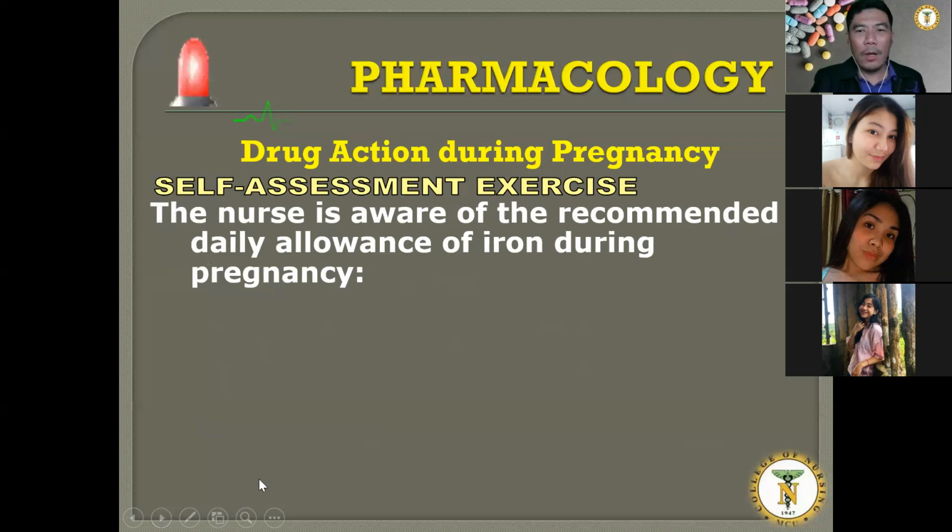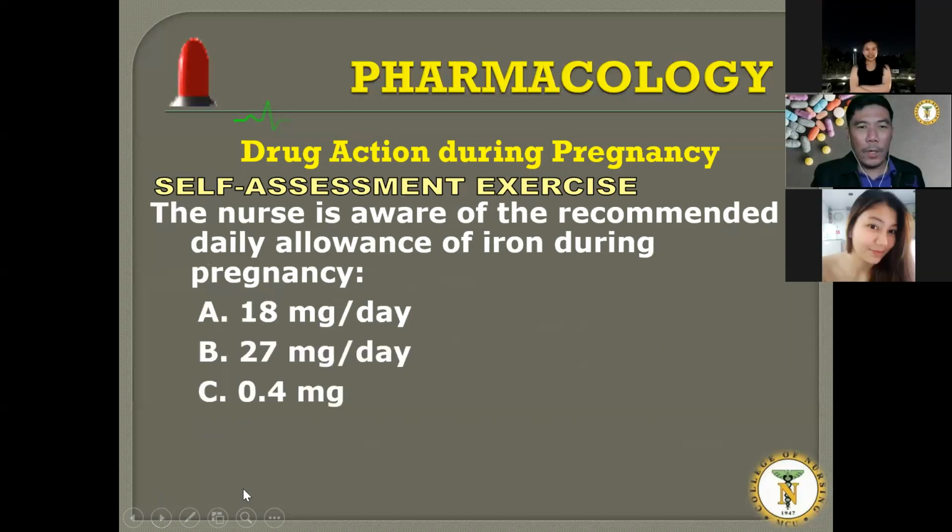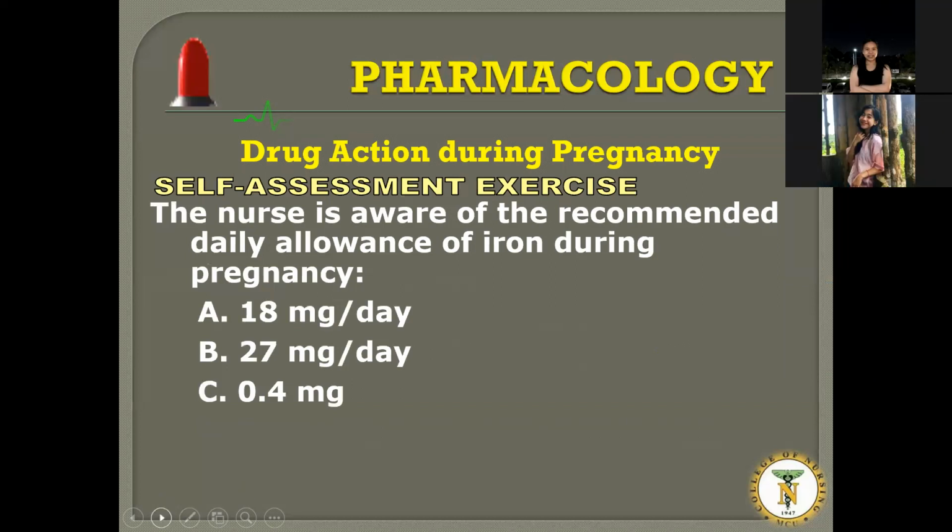The nurse is aware of the recommended daily allowance of iron during pregnancy. Is it 18 milligrams per day? Is it 27 milligrams per day? Is it 0.4 milligrams per day? Or is it 0.8 milligrams? So probably I may give a chance to the others who have not been called.